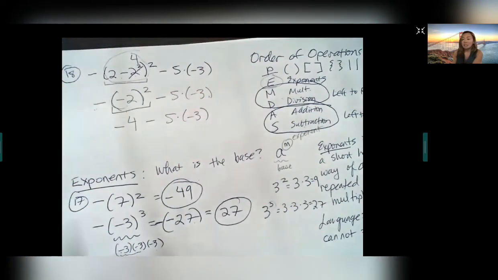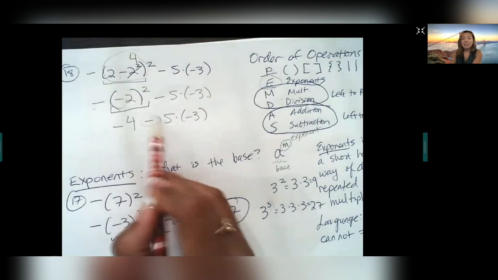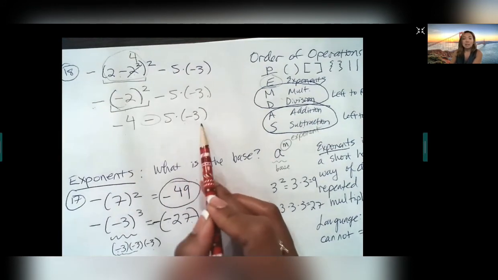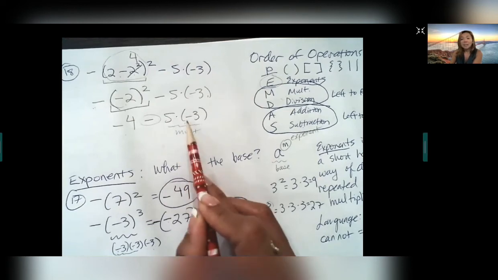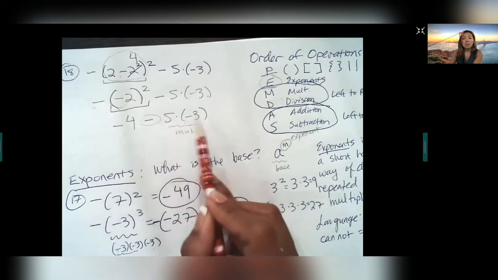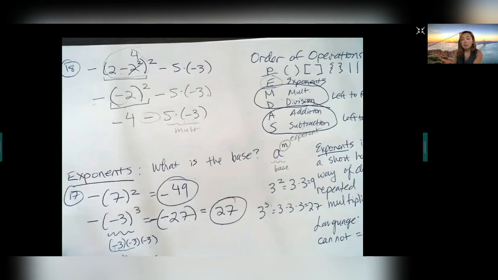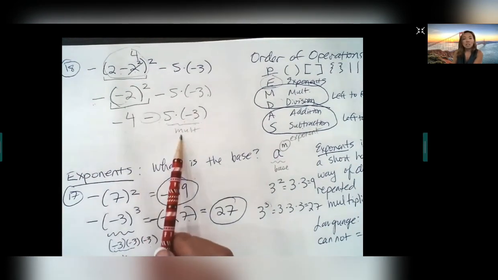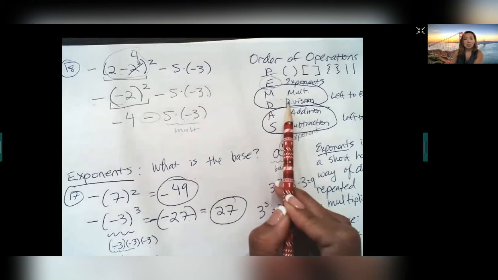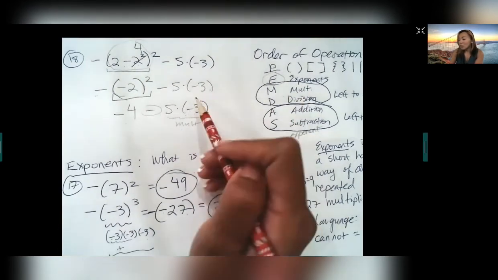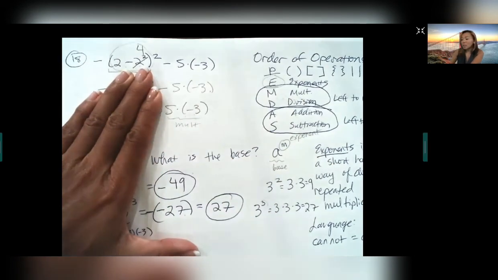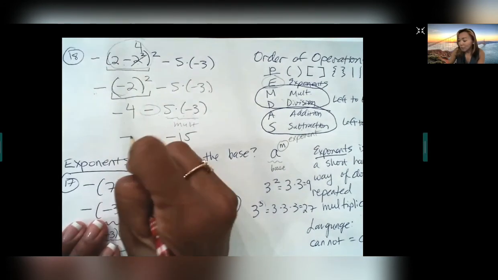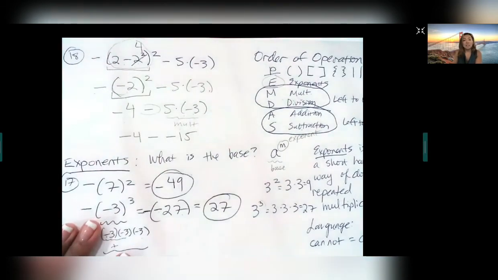What do I do next? So I have negative 4 minus a 5 times a negative 3. Remember, this is multiplication here, right? Even though I see a minus sign, there's a parentheses next to this number, so it's a multiplication. What do I do first, subtraction or multiplication? I'm going to do multiplication first, based on the order of operations. So I'm going to ignore all this stuff. Tunnel vision: 5 times negative 3. I get negative 15. So here I have negative 4 minus a negative 15.